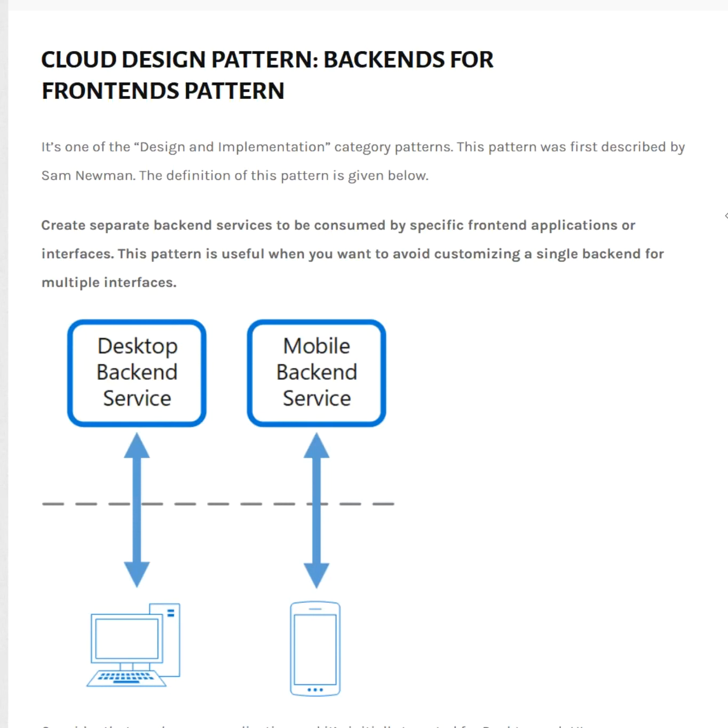Hi, in this video, I'm going to talk about the backends for frontends pattern. This is one of the cloud design patterns and it comes under the category of design and implementation. This pattern was first proposed by Sam Newman, and it says to create separate backend services to be consumed by specific front-end interfaces or applications. This pattern is useful when you want to customize a single backend for multiple interfaces.